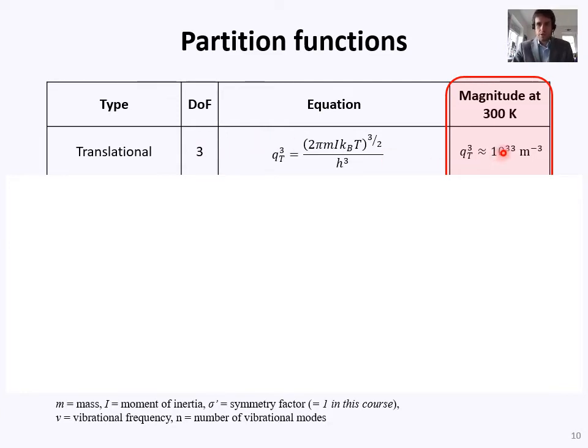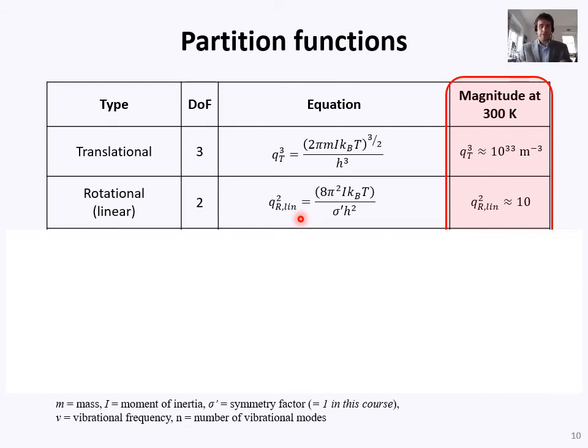And the other thing that's important is the magnitude at around room temperature, and these are things you need to be able to remember. So this translational partition function has a magnitude of about 10 to the 33 per meter cubed. Okay, rotational. If you have a linear molecule, and this is a properly linear molecule, and I'll give you a couple of examples of that, but for example, CO2 would be a linear molecule.